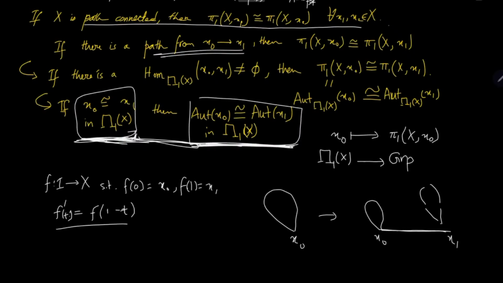Okay, a space is simply connected if and only if there is a unique homotopy class. A space is simply connected if it is path connected and has a trivial fundamental group. A space is simply connected if and only if there is a unique homotopy class of paths connecting any 2 points in X. Okay. That's great.